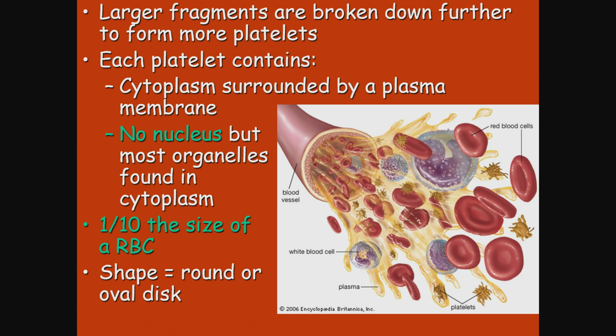Each platelet contains cytoplasm surrounded by a plasma membrane, cell membrane, no nucleus, but most of the other organelles are found inside the cytoplasm. And if you take a look at the platelets, they are about 1/10 the size of a red blood cell, and their shape can be different, usually round, sometimes oval disc, but this is what you would see in blood. You have the yellow representing the plasma. These purple guys are the white blood cells, red blood cells, and then the platelets.